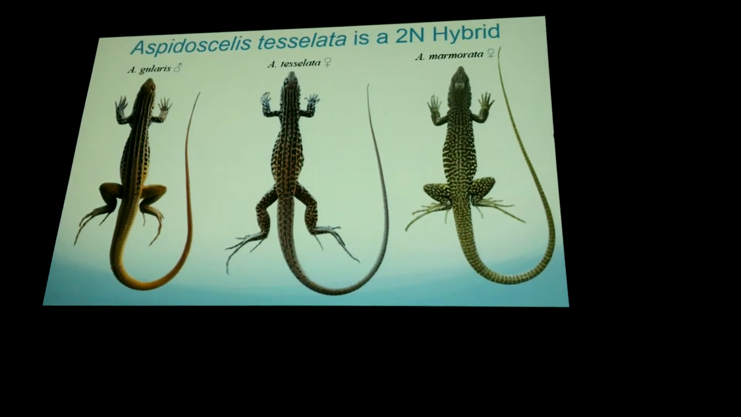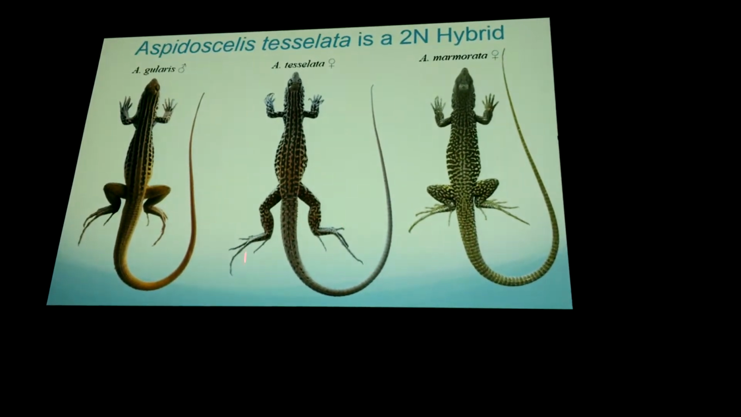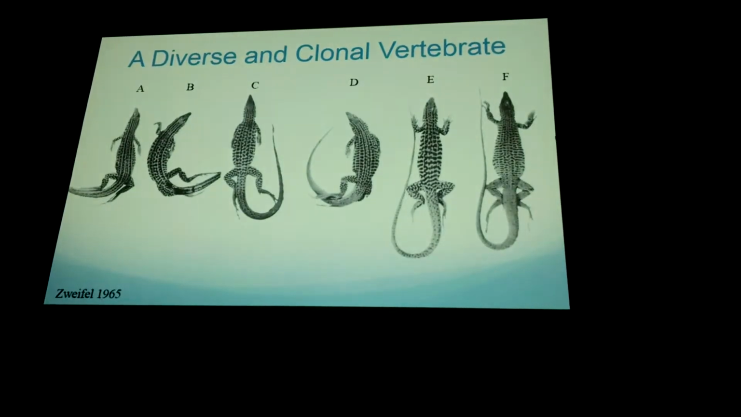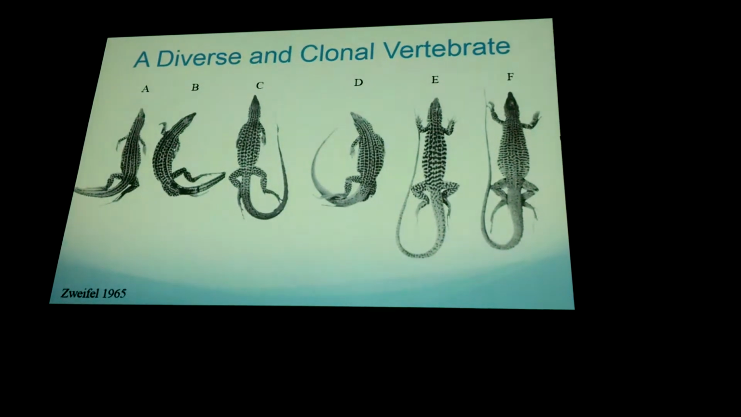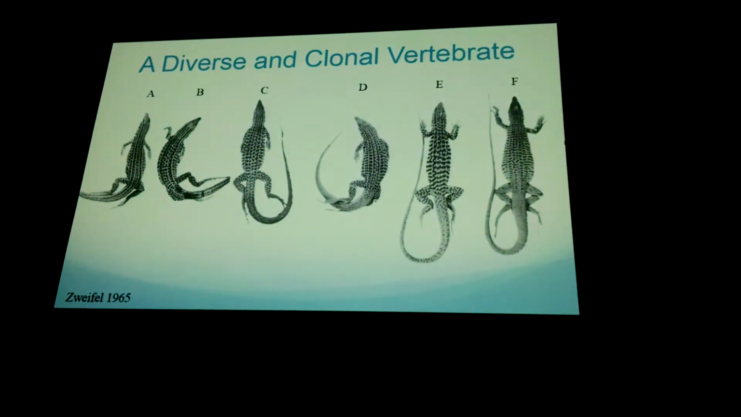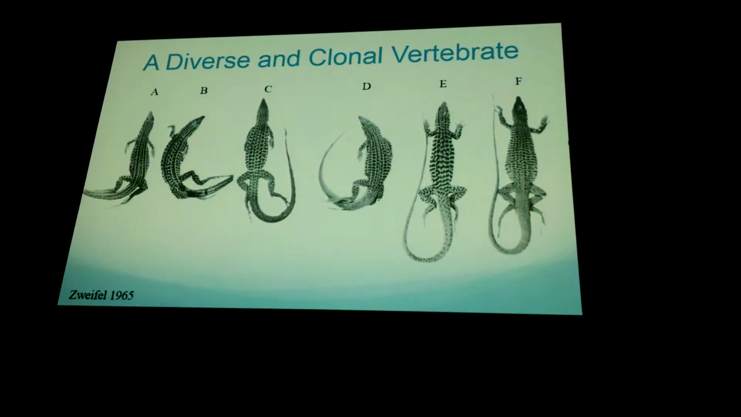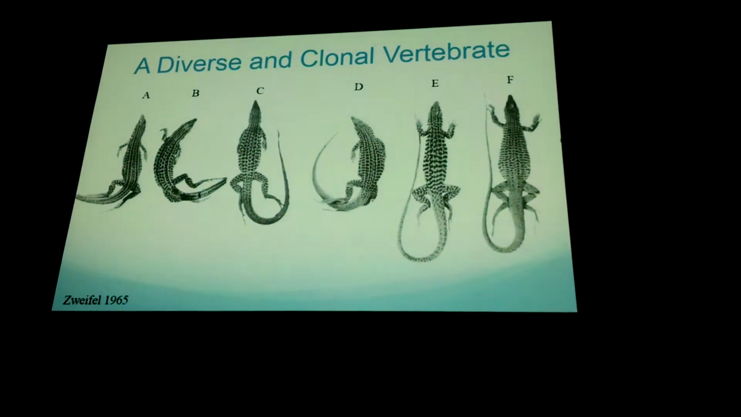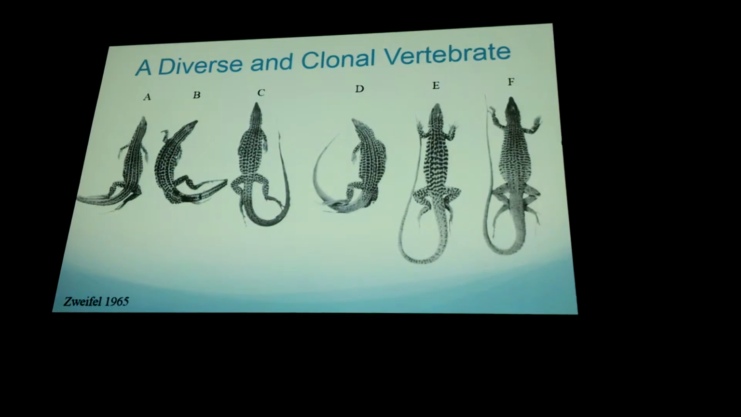If you look very carefully at their scales, you'll notice some characters from both species. I don't have the time to get into that. So that variation I talked about has been long known. You can see from this citation from the 60s by Richard Zweifel at Harvard, I believe at the time.